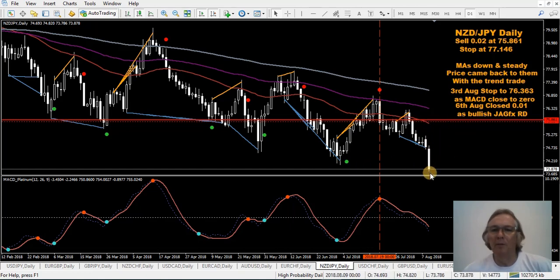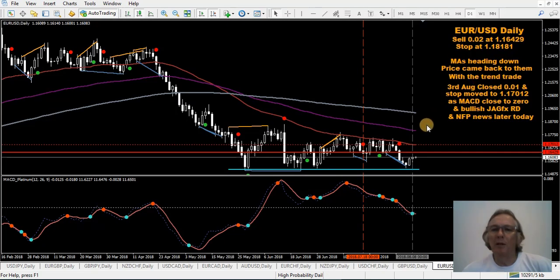Just burst through that previous low there, and I won't move that stop again probably until I get either a blue dot on the MACD platinum, or there's somewhere obvious I'm going to move it. There is bullish JAGfx RD, but that's fine at the moment. Look at the price heading down, that's great.